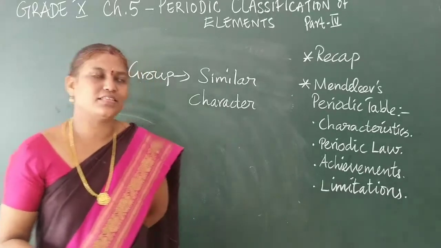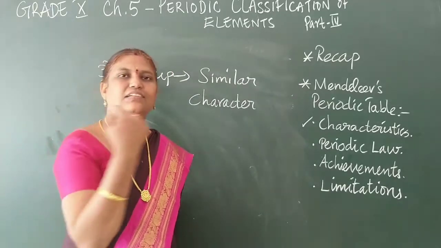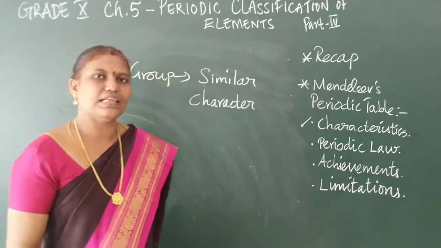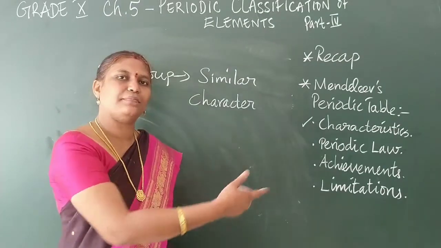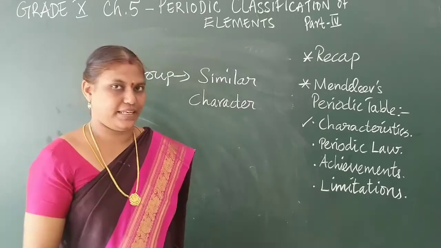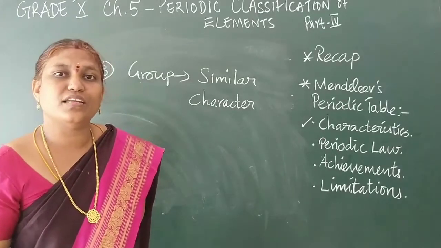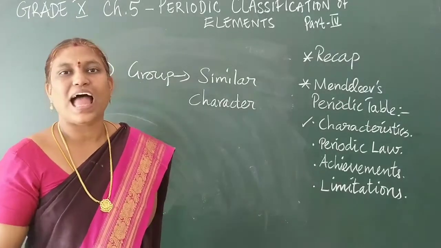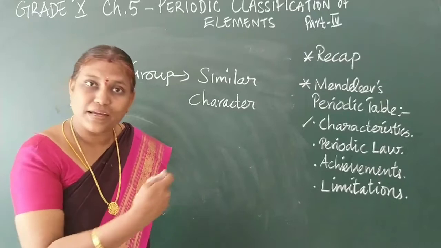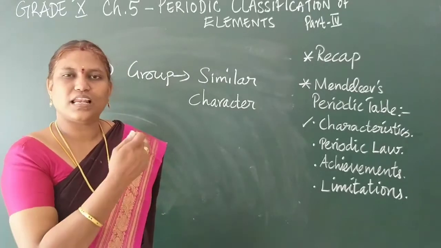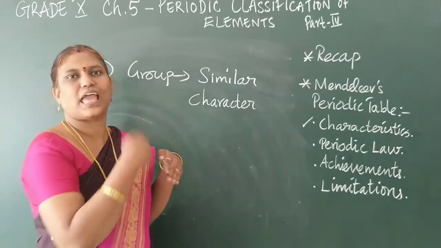What are the 3 characteristics he has followed? He arranged the elements in the increasing order of atomic masses. Second, the vertical column is called a group and the horizontal column is called a period. How many periods are there? 6 periods. How many groups? 8 groups. Among the first to 7th, how many subdivisions are there? A and B. A is more reactive than B. They have the same character, but the A elements are a little more reactive than B. That is why they have been grouped as A and B.